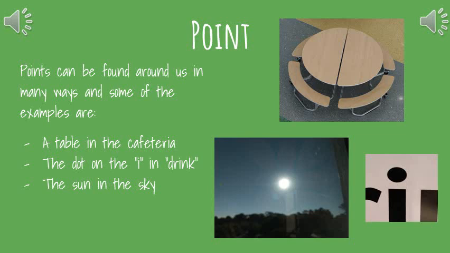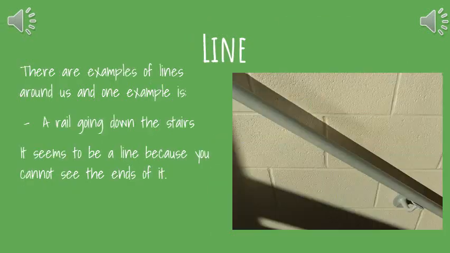Points can be found around us in many ways, and some examples are a table in the cafeteria, a dot on the eye in a drink, and the sun in the sky. There are examples of lines around us, and one example is a rail going down the stairs. It seems to be a line because you cannot see the ends of it.